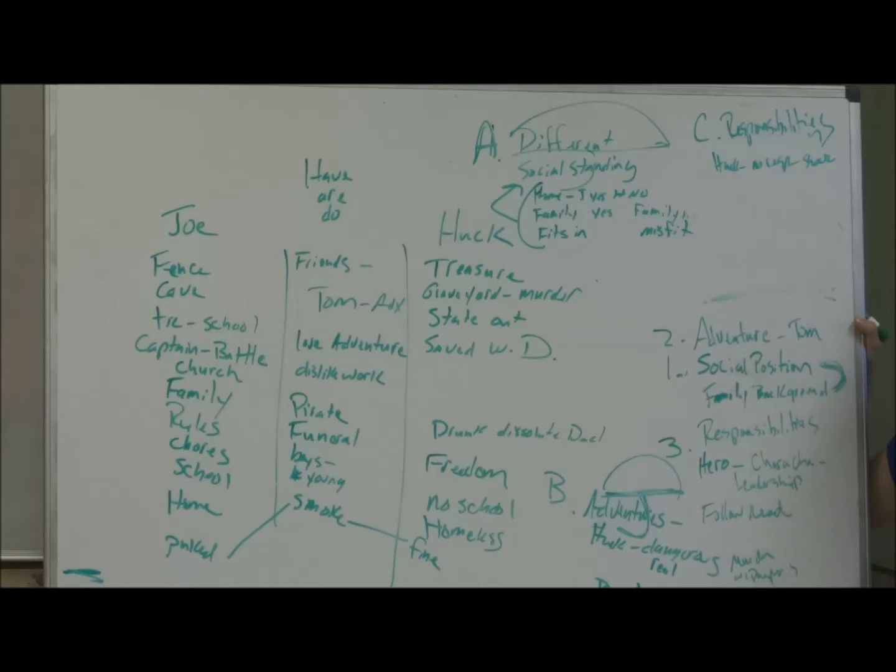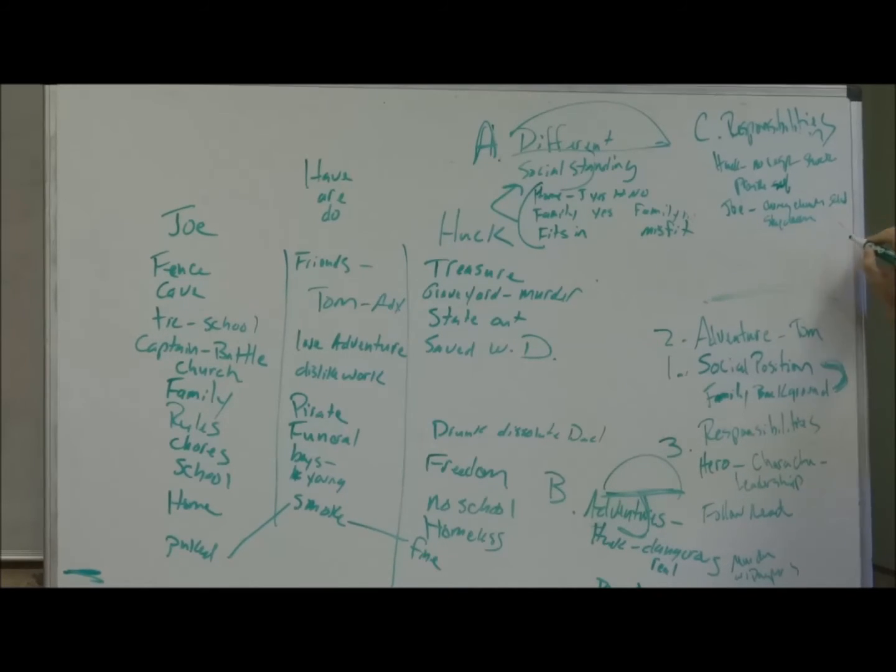But he did have some responsibilities. Like what? He had to provide for himself. Yeah, he was on his own. He had to provide for himself, as shown when he's got warts, it's his job to get a dead cat and go to the cemetery and take care of it. Right? So he has to provide for himself. And Joe, what are his responsibilities? Chores. He's got to do chores. He's got to go to church. He's got to go to school. He's got to stay clean.